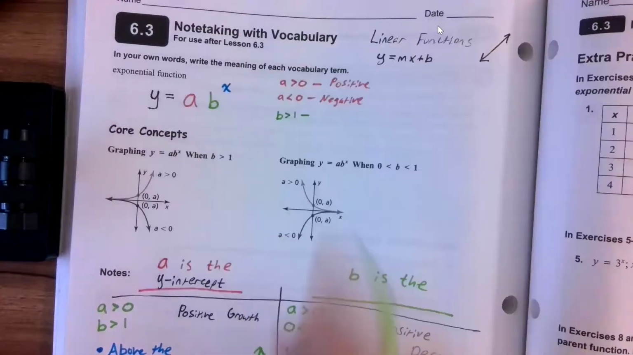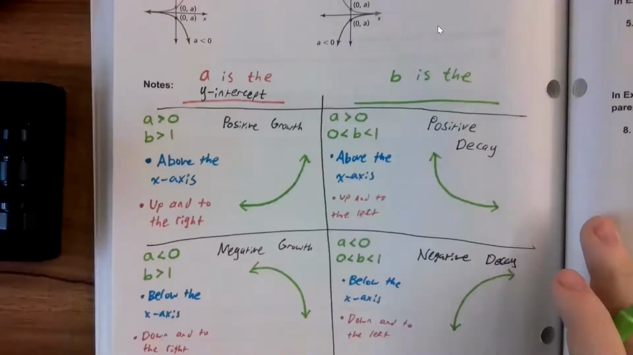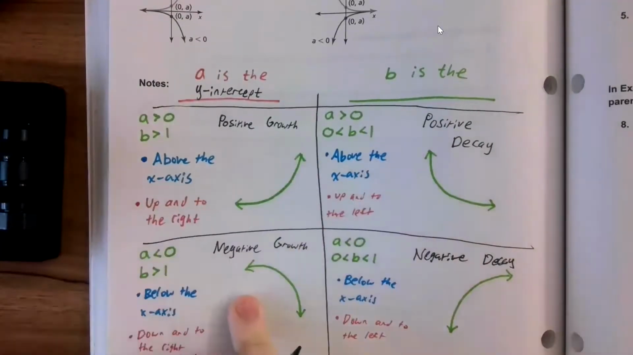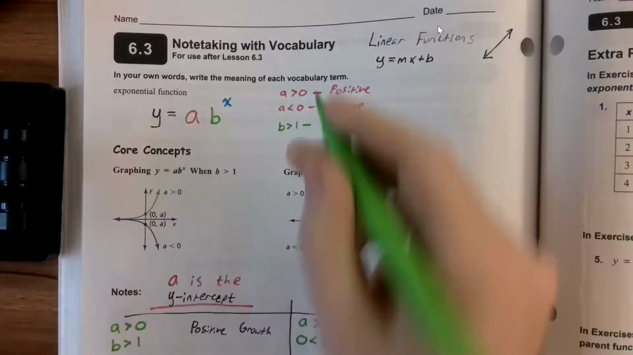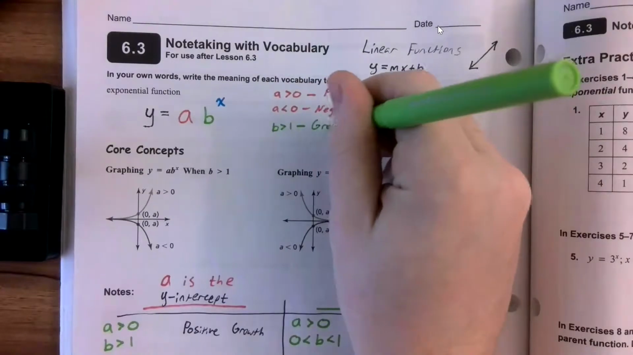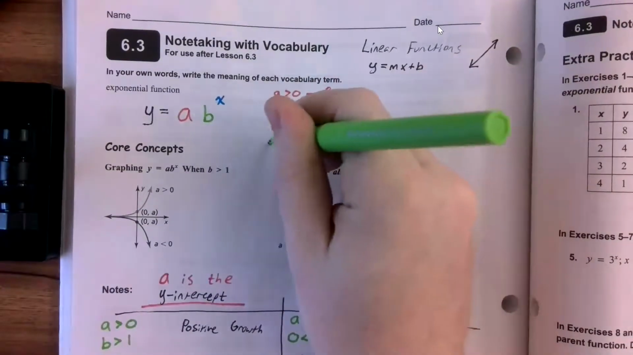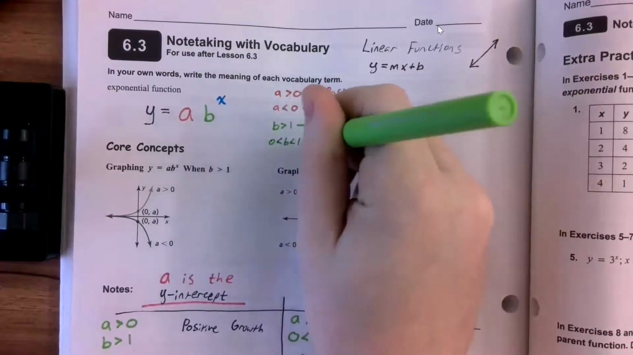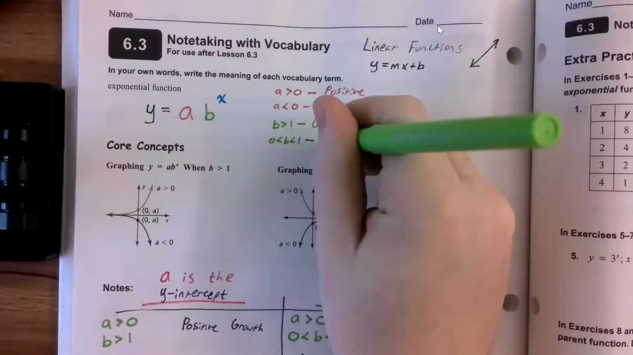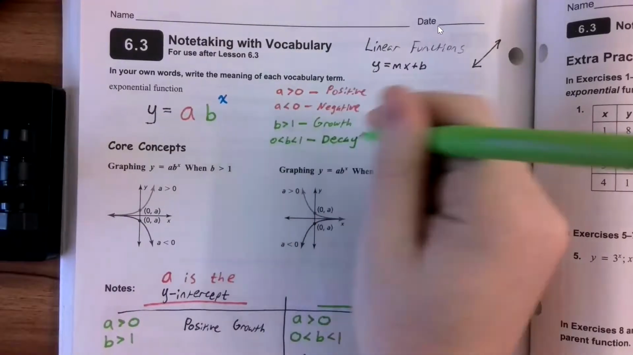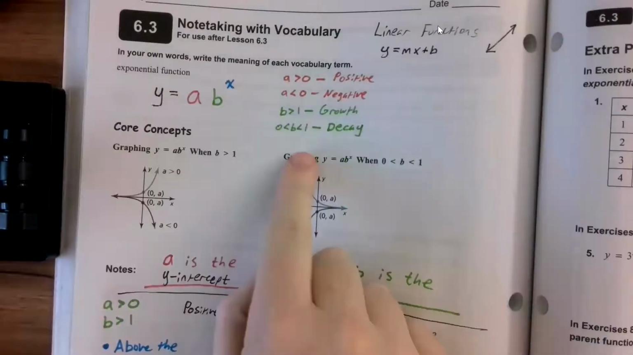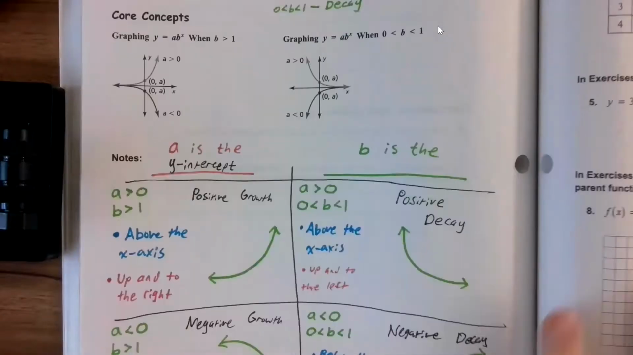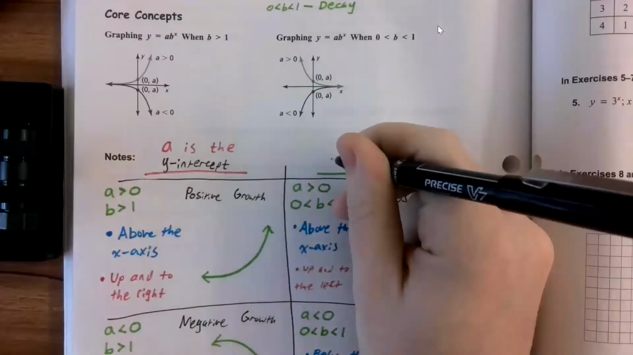What happens when B is greater than 1? Well, B is greater than 1 here and here, and we call them growth. When B is bigger than 1, our graph exhibits growth. And when B is in between 0 and 1, it exhibits decay. There's a name for how much a graph grows or decays by. We call this the growth factor.